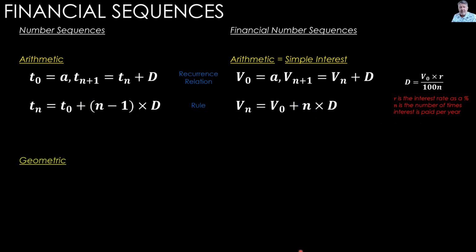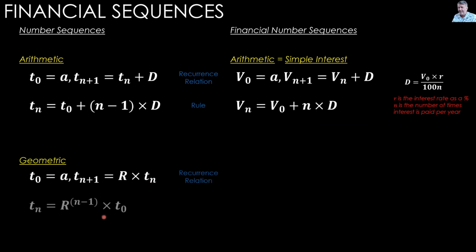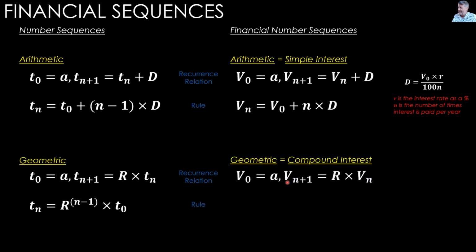Geometric sequences, what were they? R times Tn was the recurrence relation. R to the power of n minus 1 was the rule. So as arithmetic is simple interest, you guessed it, geometric is compound interest. So again, the recurrence relation is the same. What do you think the rule is going to look like? Is it going to have R to the power of n minus 1? Nope, just R to the power of n.